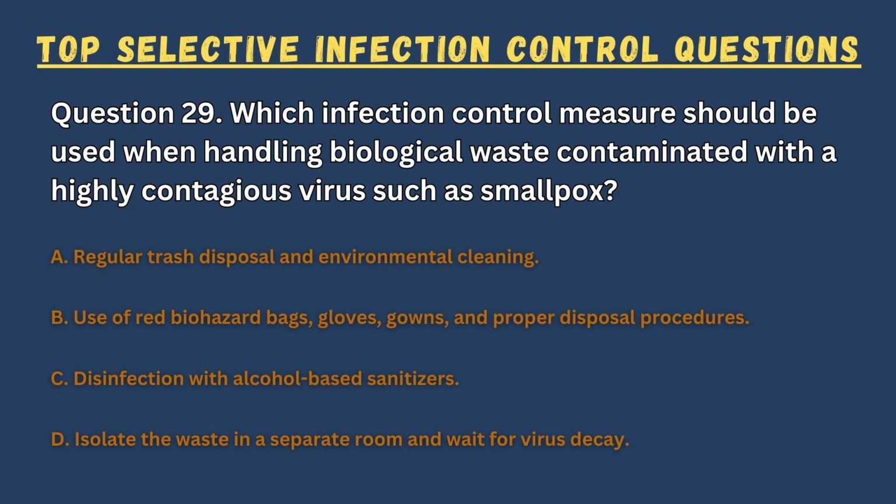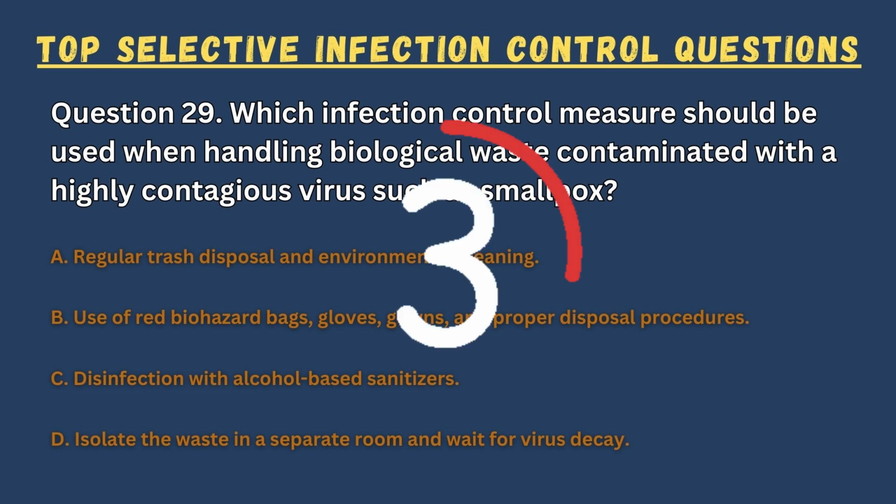Question 29. Which infection control measure should be used when handling biological waste contaminated with a highly contagious virus, such as smallpox? A. Regular trash disposal and environmental cleaning. B. Use of red biohazard bags, gloves, gowns, and proper disposal procedures. C. Disinfection with alcohol-based sanitizers. D. Isolate the waste in a separate room and wait for virus decay.